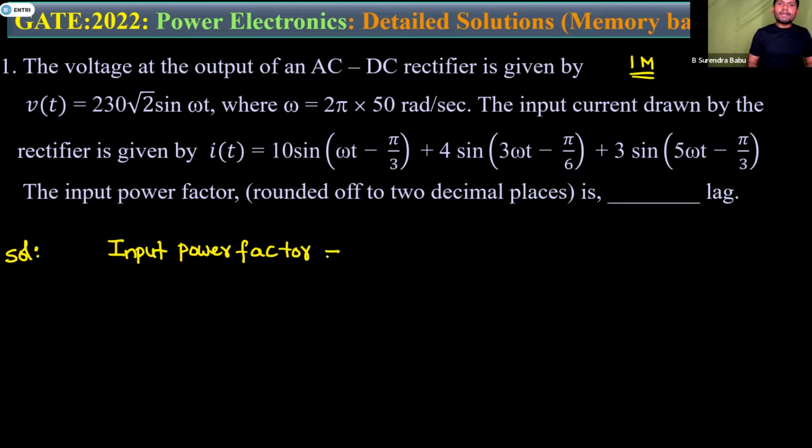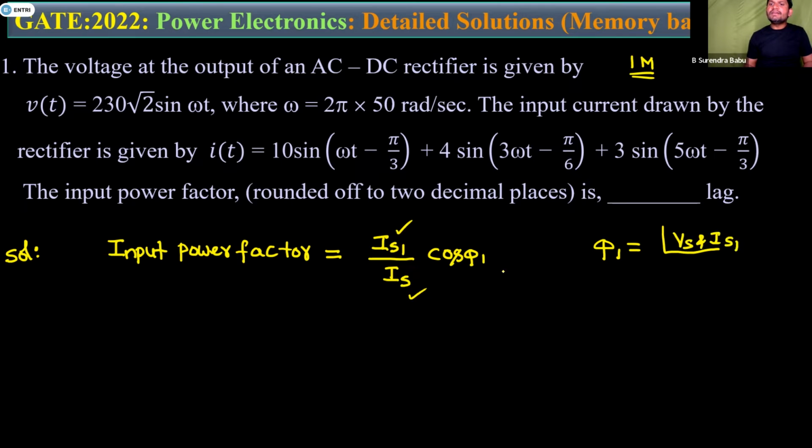Yes, friends, the input power factor equals IS1 by IS into cos phi 1. This is the fundamental formula in rectifiers. Those who have studied the rectifier concepts know this formula, IS1 by IS into cos phi 1. What is IS1 here? The fundamental source current. What is IS here? The total source current or secondary current, if it is a transformer. Where phi 1 is the displacement angle, that is the angle between Vs and IS1.